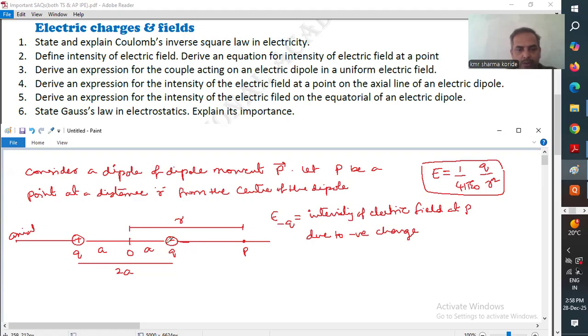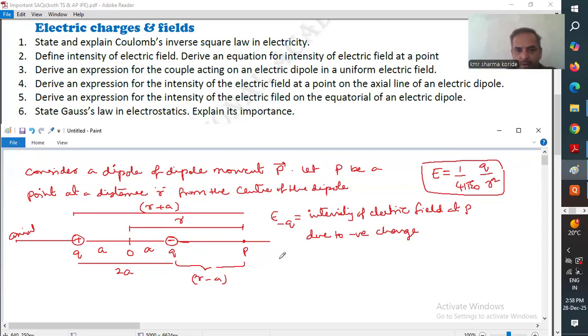Now, the intensity of electric field from the negative charge, but point P is at a distance r minus a, because this a part you need to subtract to get the distance from the negative charge to point P. So this is going to be r minus a. Whereas from the positive charge, this P is located at a distance of r plus a.